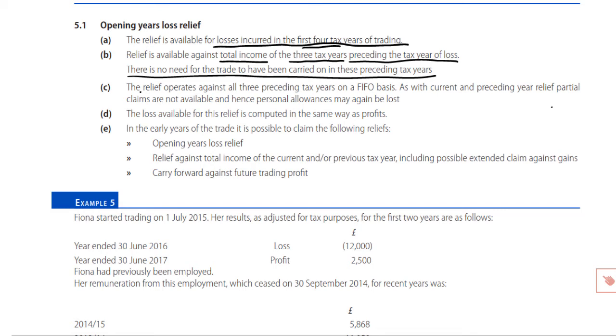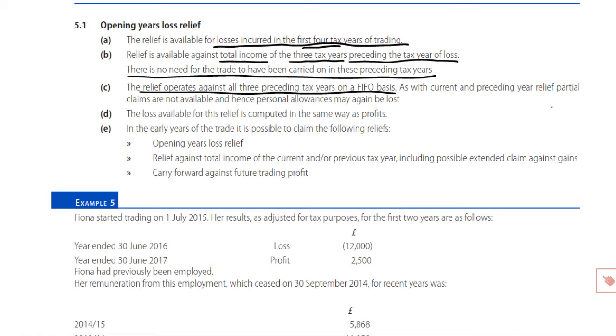So this relief does operate against all 3 preceding tax years. Now this is one claim against all 3 years, whereas in the current and preceding year, claims were 2 separate claims. You could make one, you could make both, you could make both in either order. They were 2 separate claims. This is one claim that extends against all 3 years, and it applies, therefore, on a first in, first out basis. We go back to the earliest year first.